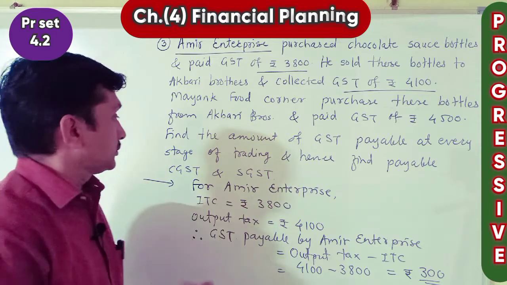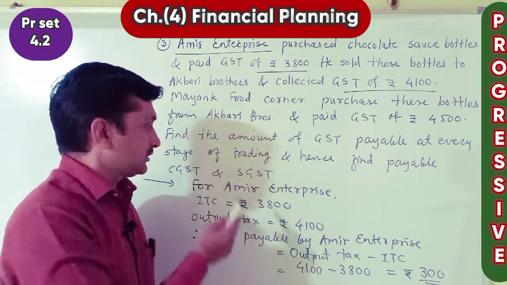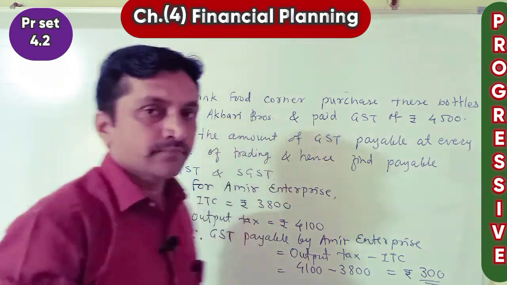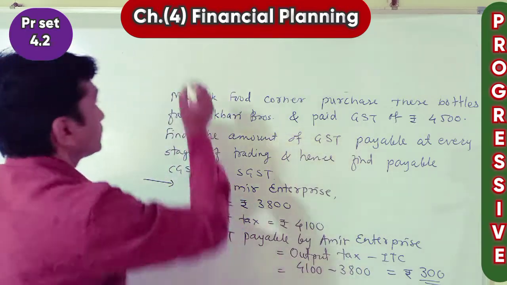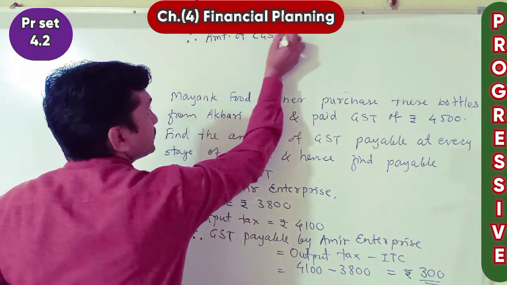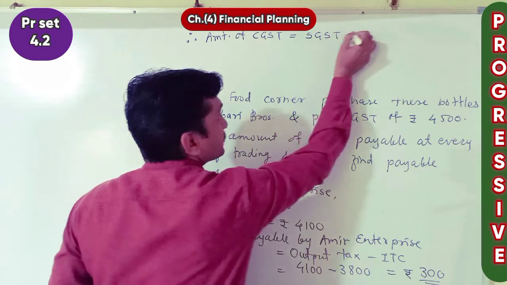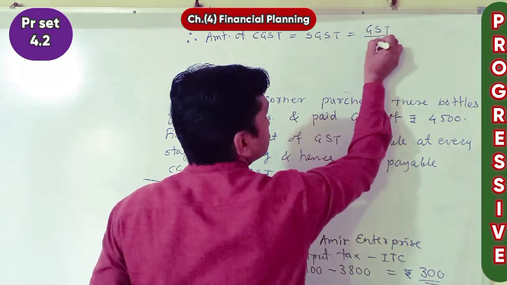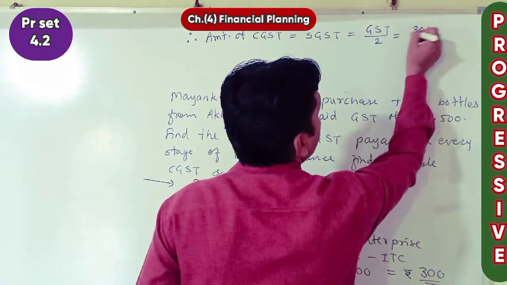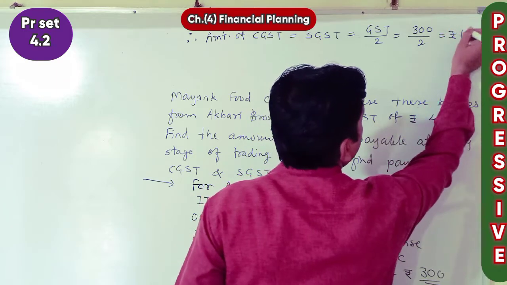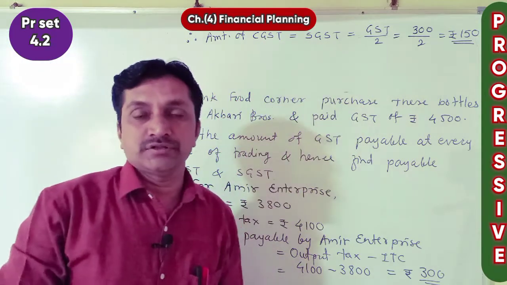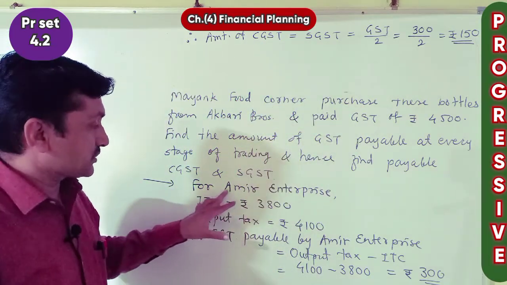Hence, find the payable CGST and SGST. Now CGST and SGST are both equal, and each is half of GST, half of 300. Now GST we got is 300, therefore the amount of CGST is equal to SGST is equal to GST upon 2, which is 300 upon 2 is equal to rupees 150. Rupees 150 is the amount of CGST and SGST. This is for the first stage of trading, Amir Enterprise.